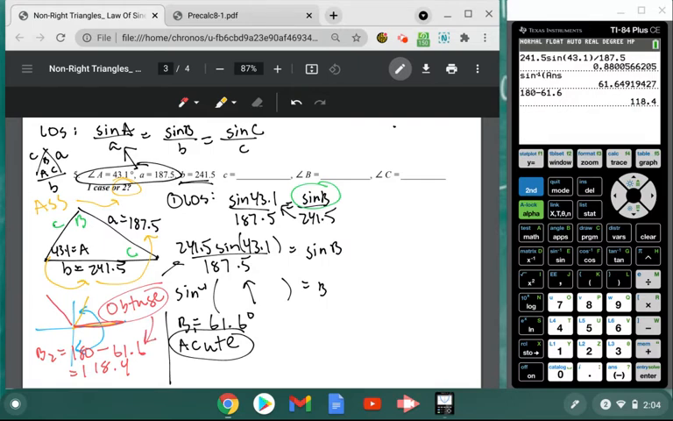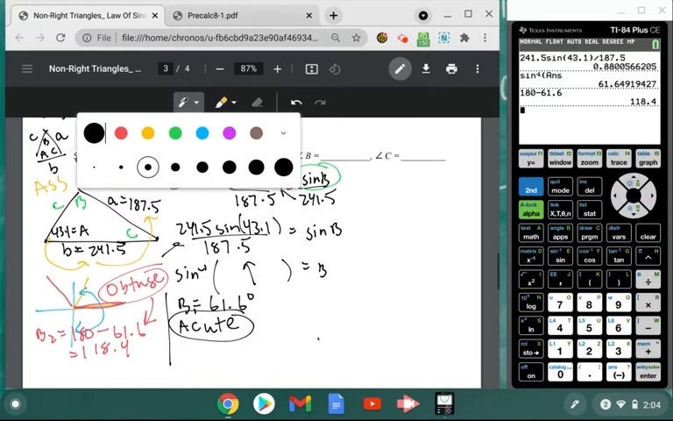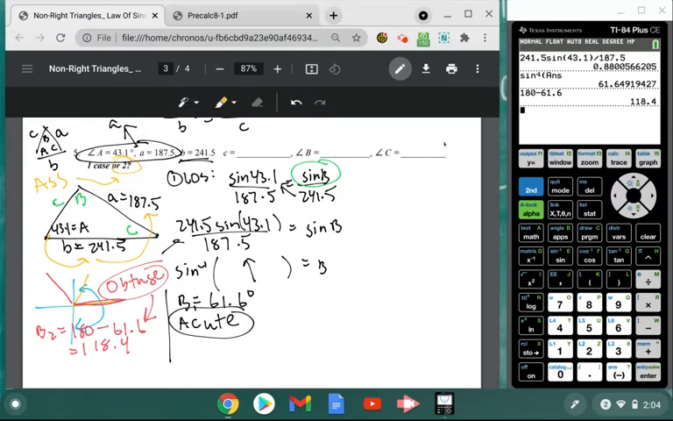If I continue with my work finding all the values for the acute one, let's just write in what we've got so far. Angle B, so B sub 1, is 61.6 degrees. I still need angle C and side C. I can find angle C pretty easily. Angle C, C sub 1 anyway, is going to be 180 minus the two angles A and B, so minus 43.1 minus 61.6.